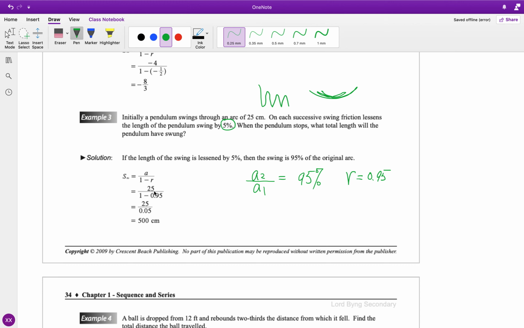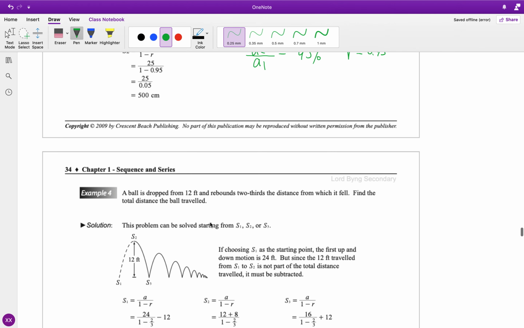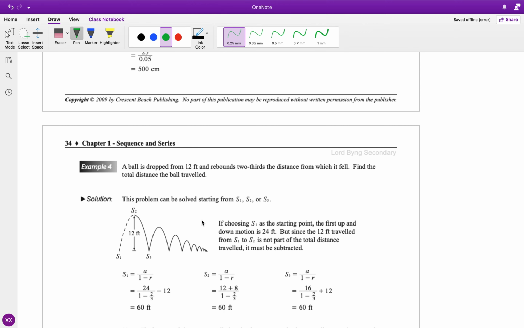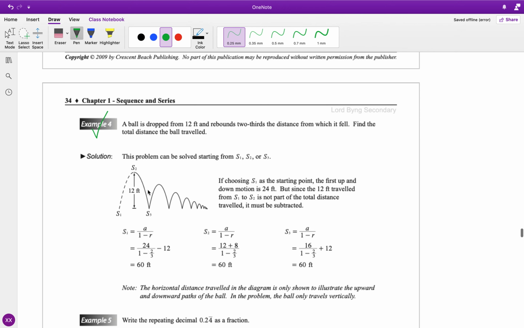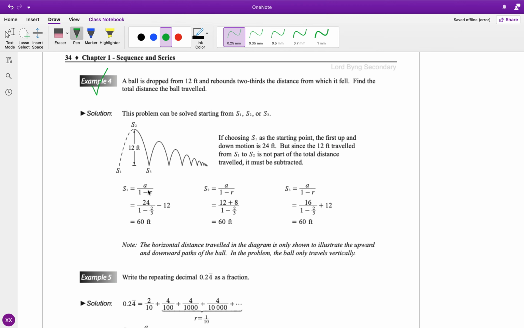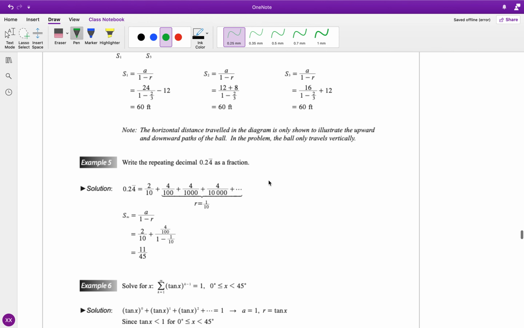So we can just consider it as an infinite geometric series, and one can calculate the total distance the pendulum traveled. Okay, so now this one is very similar to the one that I demonstrated in 1.4. So please take a look at this, exactly the same. All right, I find this example very interesting. So now let's take a look at this one.